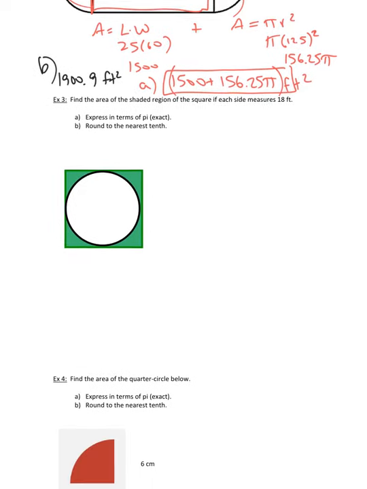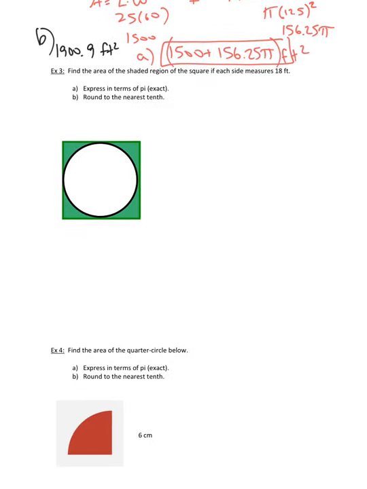Sometimes you'll be given shaded regions. So in example 3, find the area of the shaded region of the square if each side measures 18 feet. So each side of the square measures 18. That means that the radius of my circle is half of that distance. It's 9. So I'm going to find the area of the square, and I'm going to subtract the area of the circle, and whatever's left is the green shaded region.